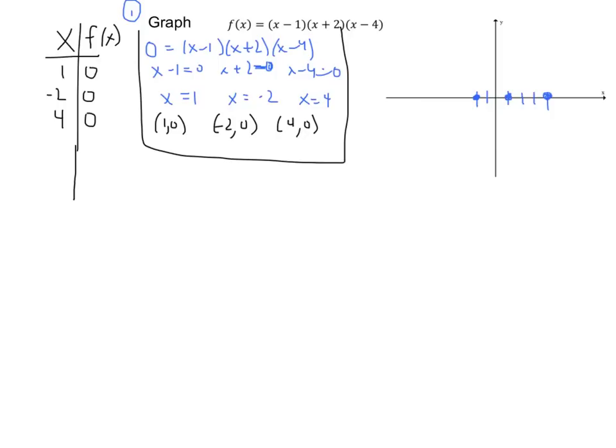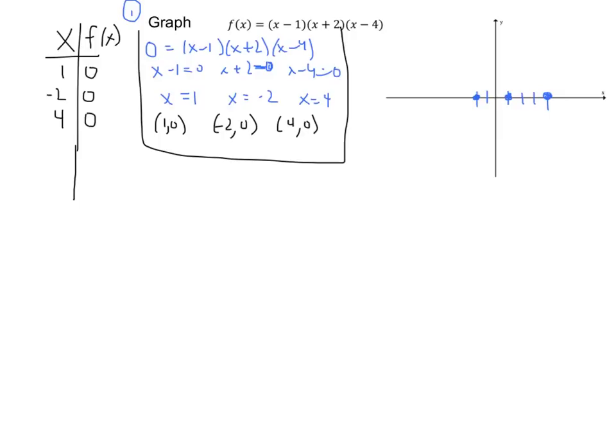But what we don't know is what happens in the other places. We can divide this up into 4 different intervals: the area to the left, this area here, this area here, and the area over to the right. We're going to find 1 point in each of these intervals, and that will be enough to give us a general picture of what this graph looks like.